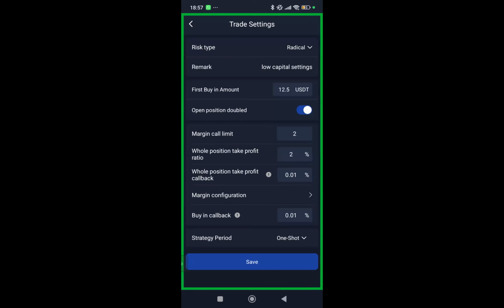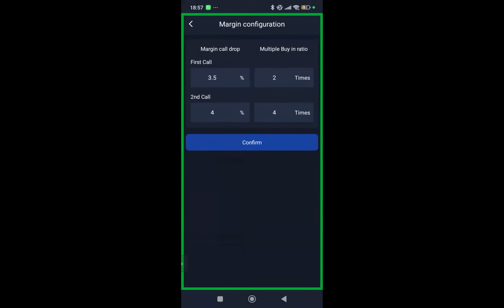All right, so let's go to margin configuration now. Remember, you chose two margin call limit. Can you see that you're only seeing 2 rows? Yes. So when you see margin call limits, you are talking about how many margin calls you will execute. So you have the 2-4. The 2-4 is okay.